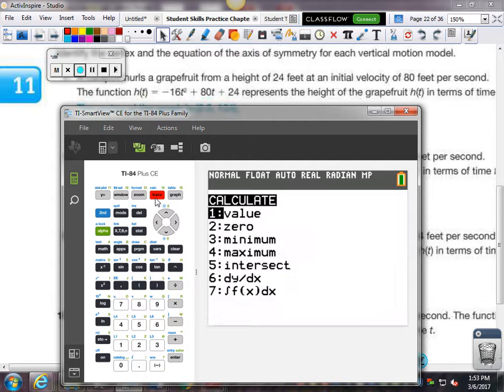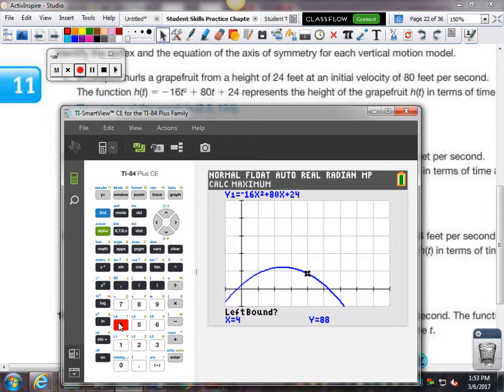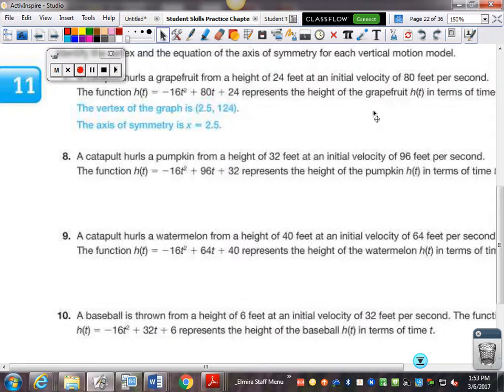Second, calculate maximum. Now my blinky cursor came over here, and that's to the right of the vertex, so I'm going to have to back up. Make sure I'm on the left, enter. Go to the right, enter. Guess, yes. All right, my max is we're going to call it 2.5 and 124. 2.5, which is what the example says, 2.5 comma 124.